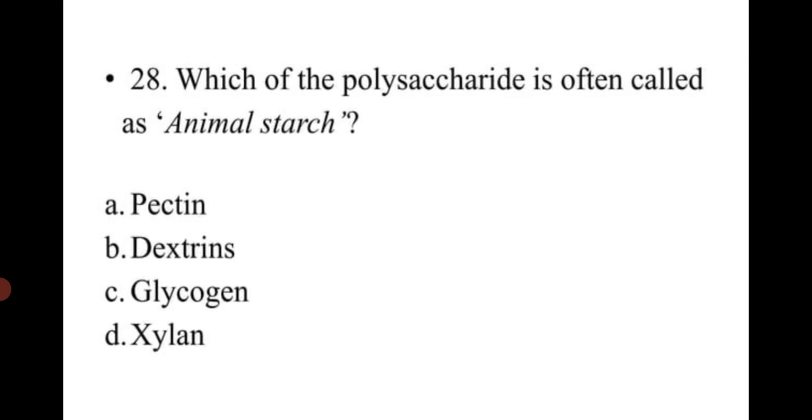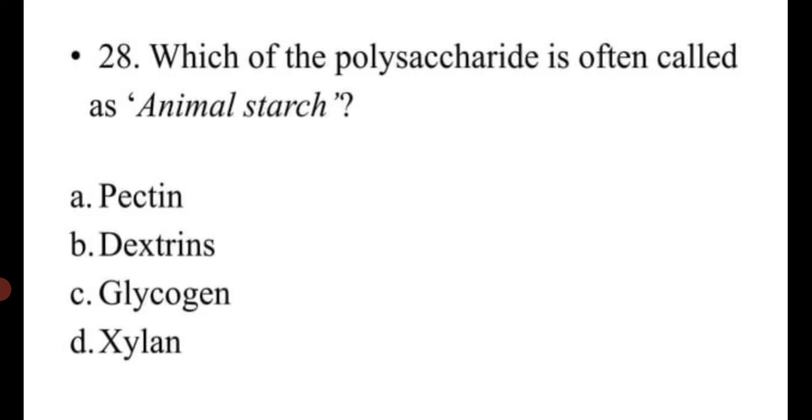Which polysaccharide is often called animal starch? In animals there is glycogen. We know that in plants the storage material of carbohydrate is starch, but in the case of animals that is glycogen. So it is called animal starch.